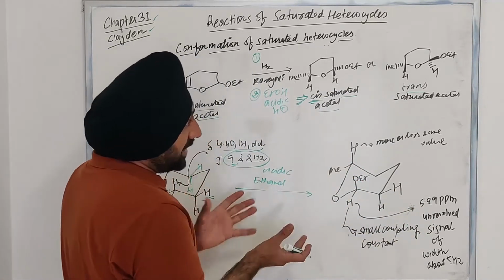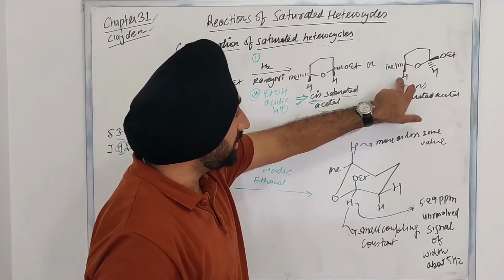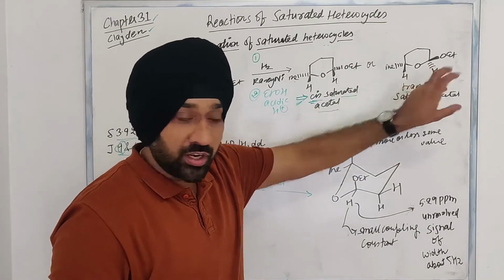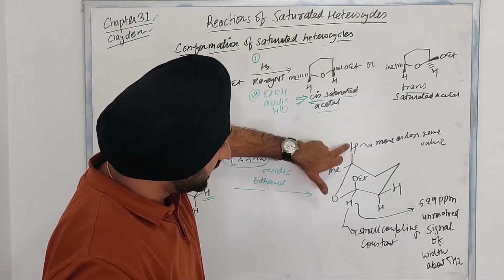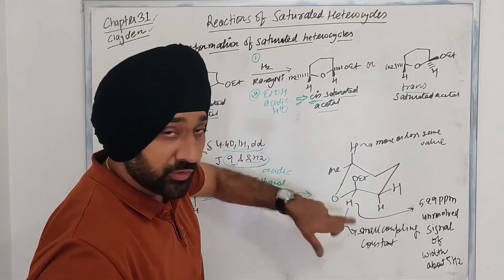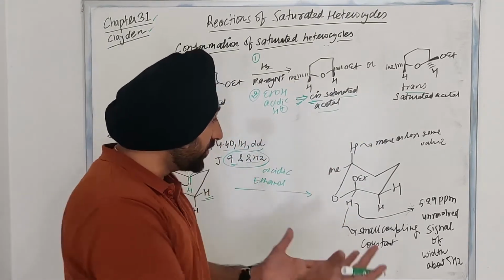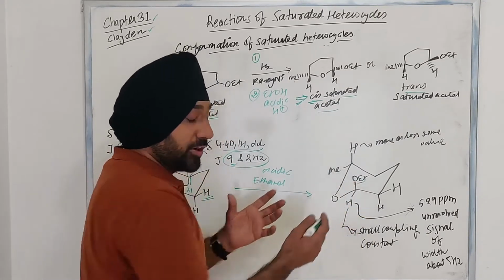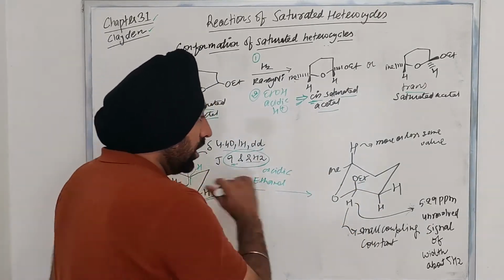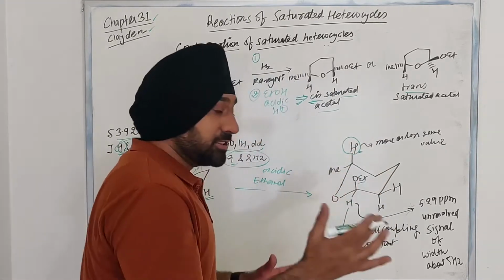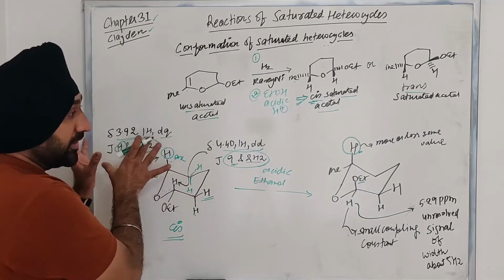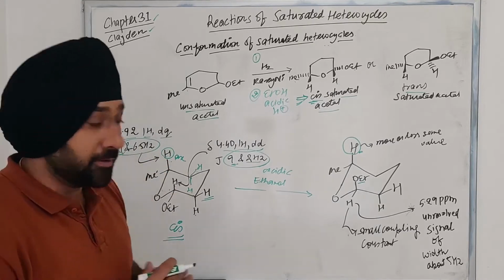Now, in the case of the trans, we can clearly see that one of the hydrogens is coming towards us, the other is going away from us. If we draw the chair structure and look from the top, we can clearly see this is coming towards us and this is going away from us. The only difference is that this time the OEt group is at the axial position. So the value for this hydrogen is very much the same as what they observed in this particular case, because this is very similar.